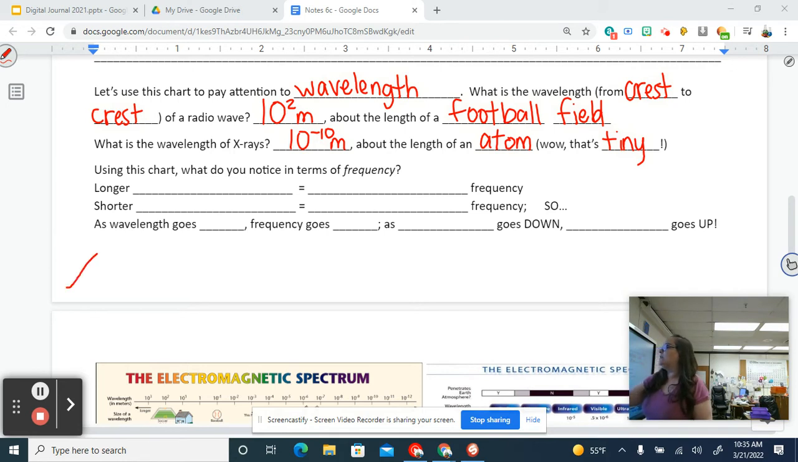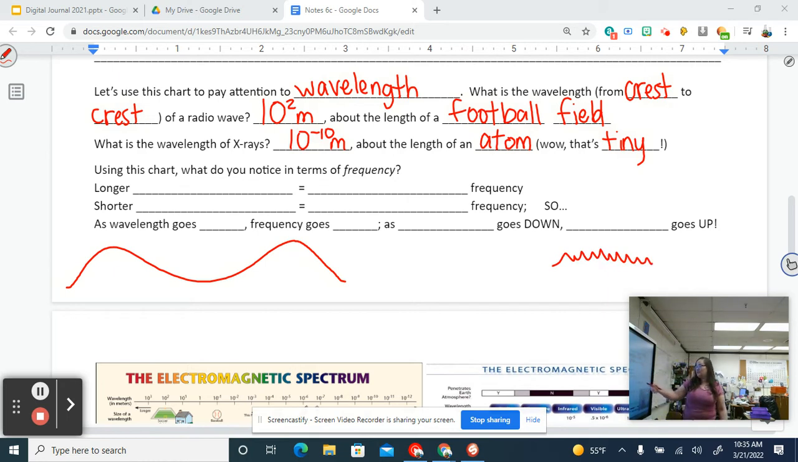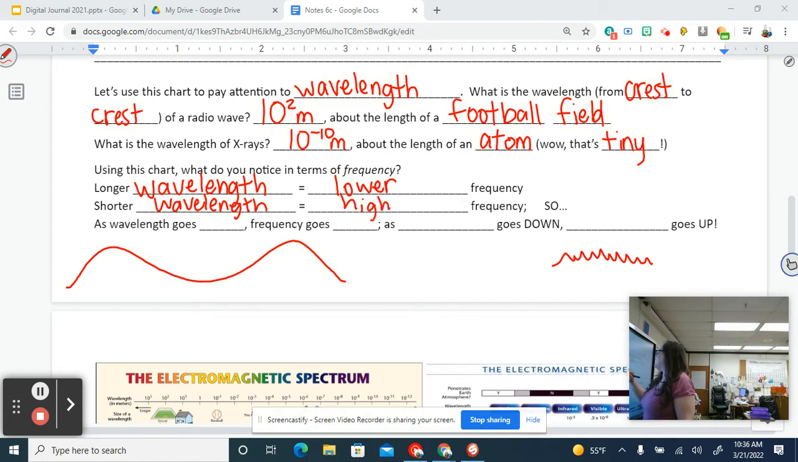When we have long wavelengths, when it's a long way from crest to crest, we don't have much frequency. We don't have many waves. But when we have short wavelengths from crest to crest, we get a lot of waves. So longer wavelength equals lower frequency. Shorter wavelength equals higher frequency. So the relationship is inverse.